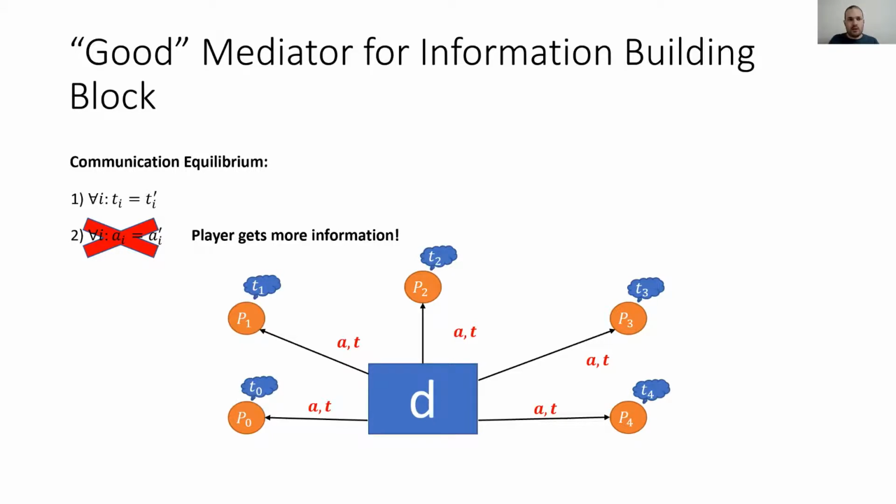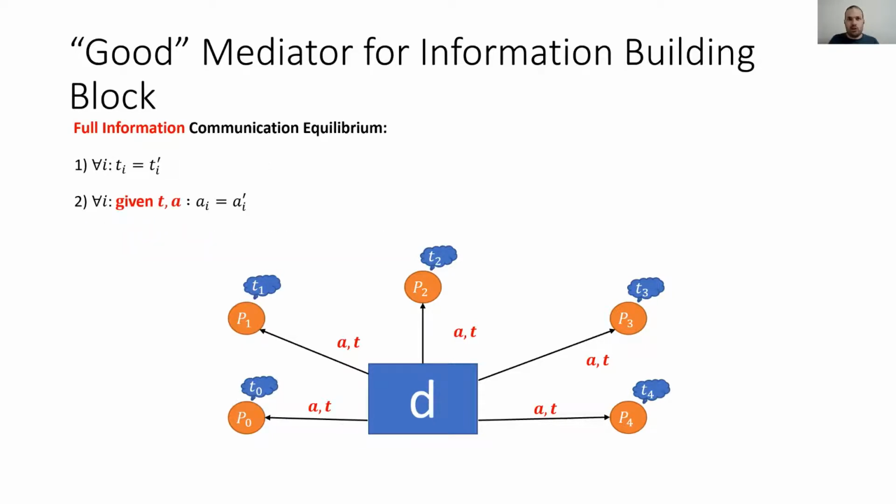We call this class a full information communication equilibrium. The first condition is the same: the incentive of the players is to tell the true type if they don't know anything else. But this time, even if they got to know all the types and all the recommended actions, they would follow the recommended action by themselves. Now we know that the full information communication equilibrium mediators can be simulated by the information mediator.